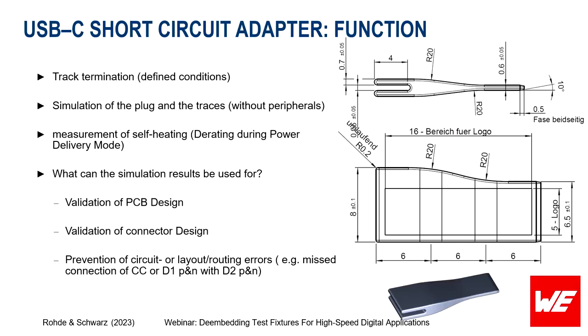For example, when you have some misconfiguration on the configuration channel, you missed a capacitor or so on. And also when you have a misrouting between D1 positive and negative and also D2 positive and negative. This is important to ensure that the first prototypes are really working well and not only tested by the product themselves.